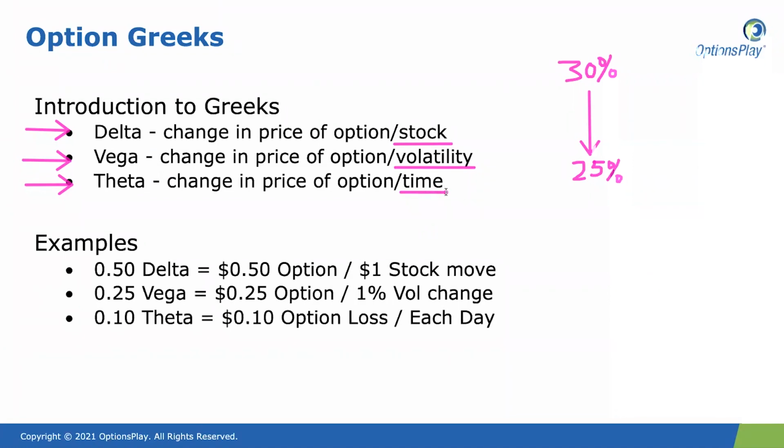So if, let's say, you're trading an option, doesn't matter whether you're buying or selling, and that option has a delta of 0.5, a vega of 0.25, and a theta of 10 cents, then you can calculate exactly how much you can potentially make from the trade if the stock moves higher, if the stock moves lower, based on volatility crush and based on time.